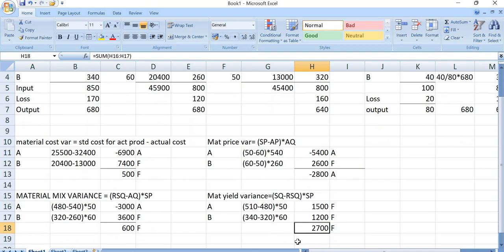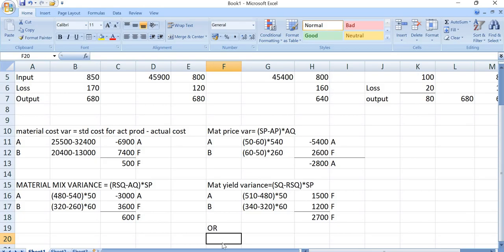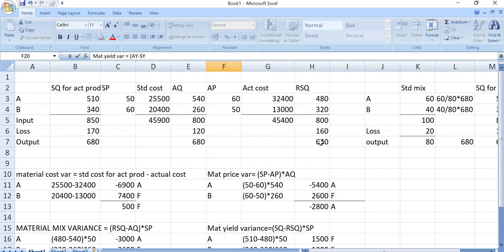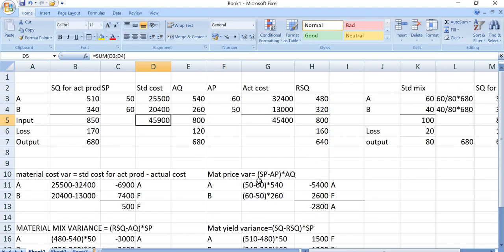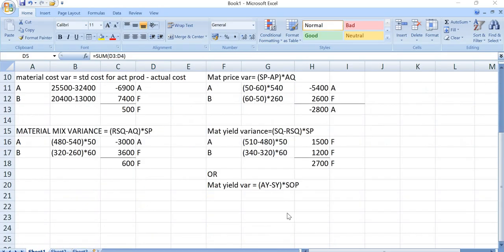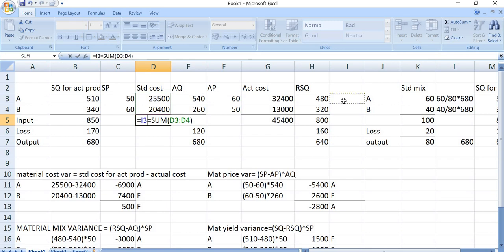So if this is based on input for yield variance, and I'm calculating based on my output, then material yield variance is equal to actual yield, remember, actual yield, that is actual output, minus standard yield, that is revised standard quantity 640, into standard output price, SOP we can say. So I need to calculate what will be my standard output price. Here I can calculate using my RSQ into my standard price.